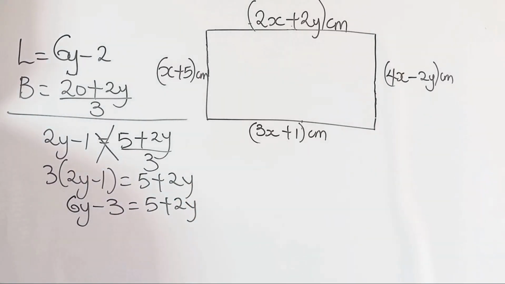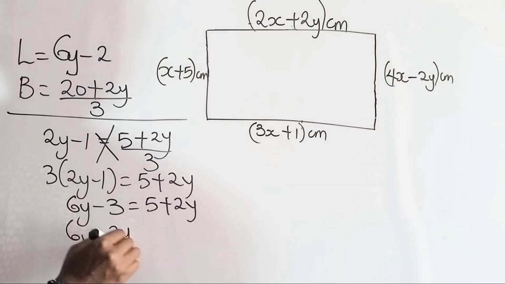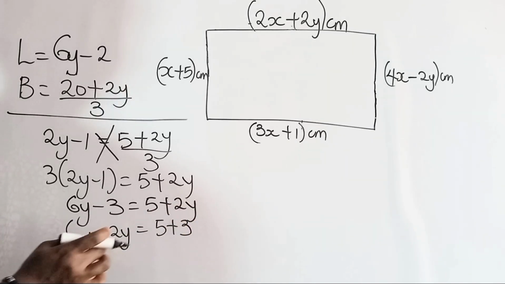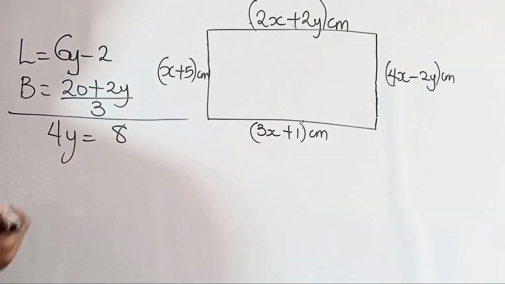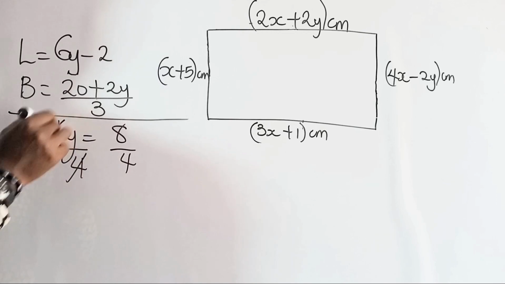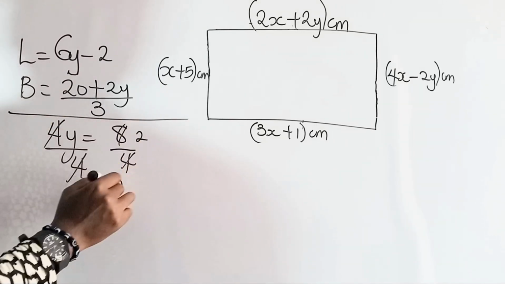Now let's group like terms. We have 6y minus 2y equals 5 plus 3. 6y minus 2y will give us 4y equals 8. So let's divide both sides of this equation by 4. We have y equals 2.